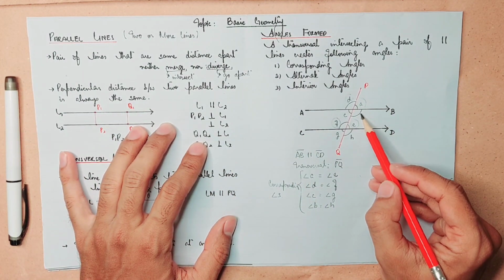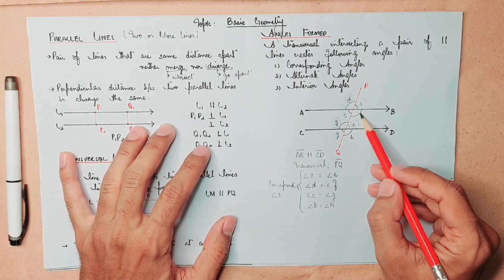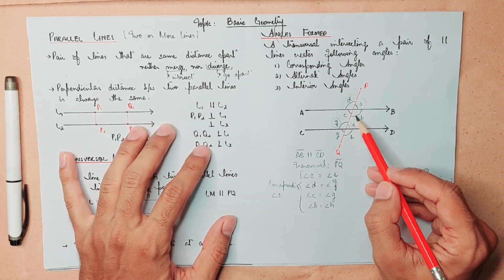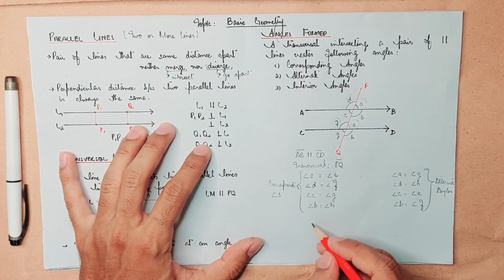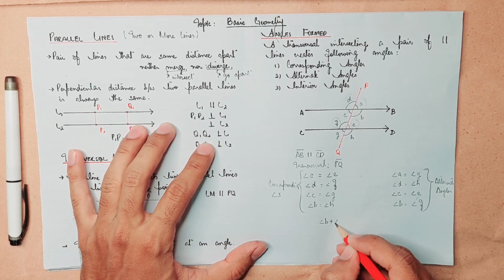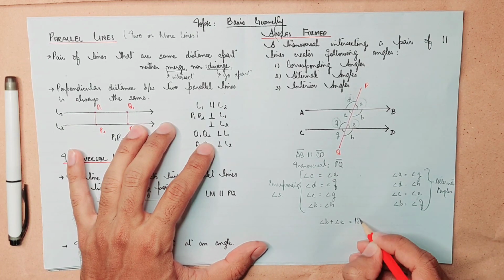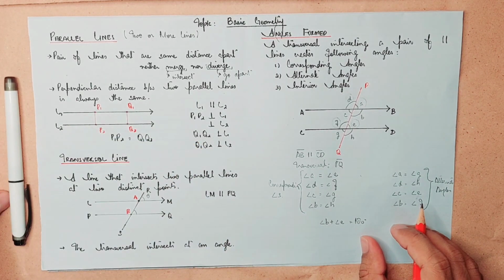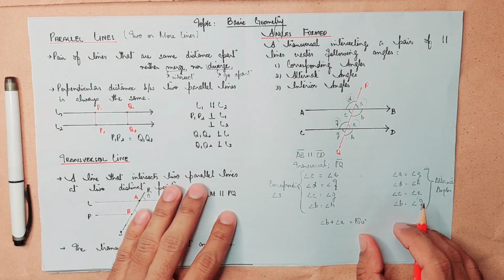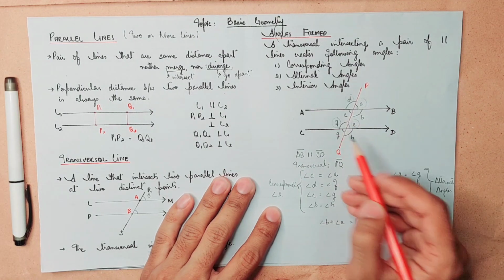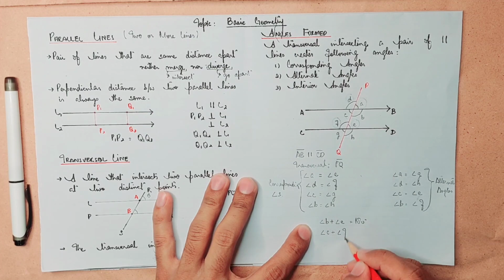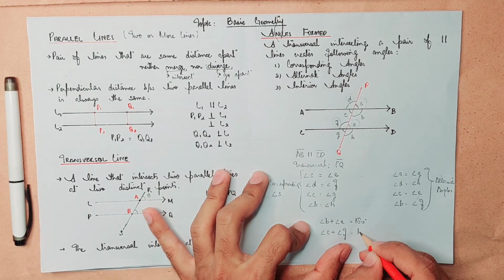So angle B and angle E are angles produced at the same side of the transversal. The sum of angle B and angle E is 180 degrees. So I can say that these are supplementary interior angles. In a similar way, angle C and angle F are also produced at the same side of the transversal, so they also add up to 180 degrees.